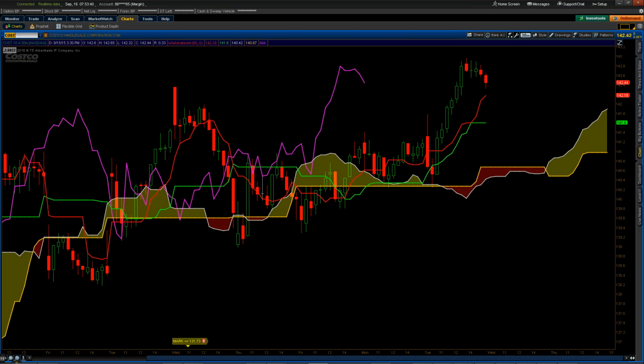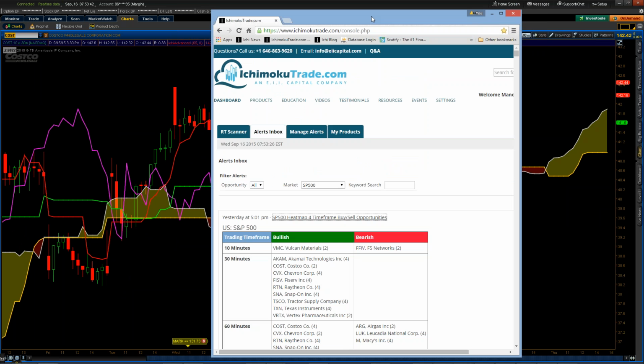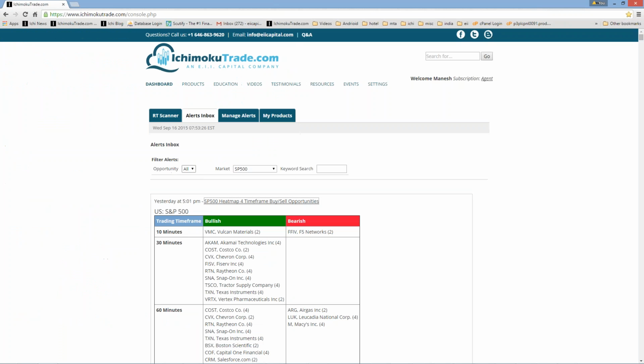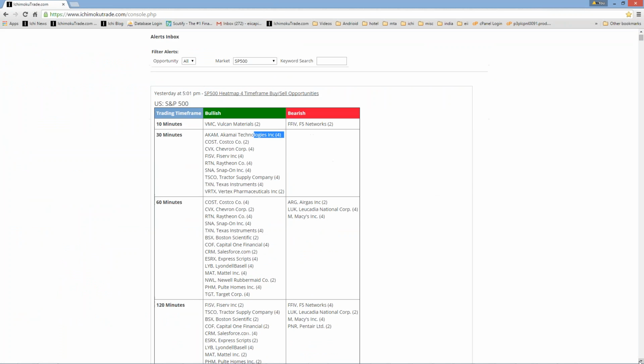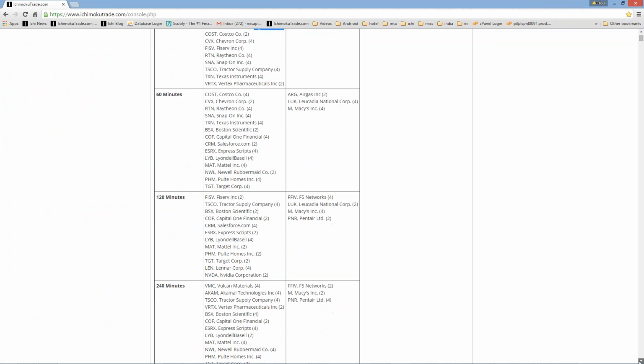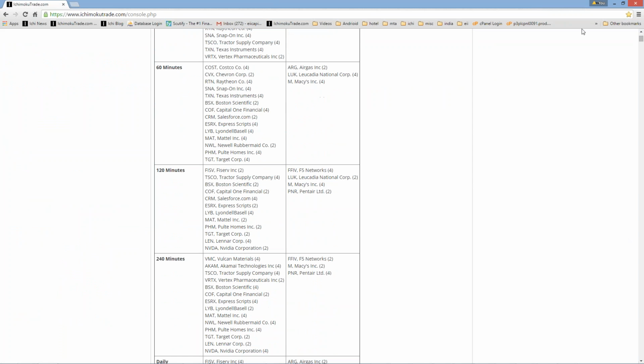And let me show you the email alert so you guys know that I'm not rigging this at all. So here's the email alert. I searched for S&P 500. This was yesterday at 5 p.m. And you could see there's Costco here on a 4 time frame buy or sell. Since it's on the bullish side, it's a buy. Okay, so there's Costco right there.